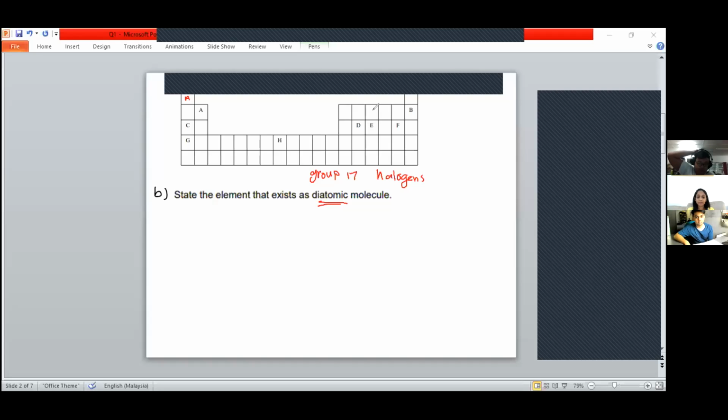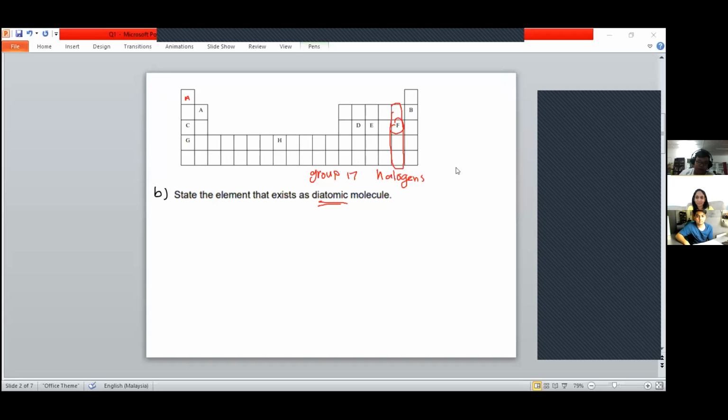N2 and so on. For that reason, I know that it's just halogens. So in this case, halogens is group 17. So group 17 should be here, around here. So that means the answer is element F, I guess. Correct. So far A and B is correct.